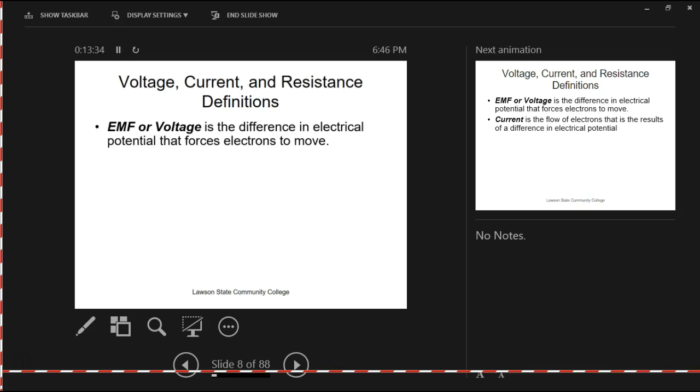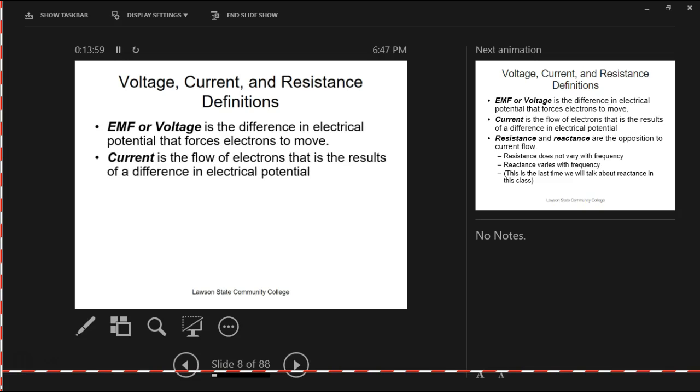So EMF is voltage. This is the difference in electrical potential that forces electrons to move. So the higher the volts, the more force you have, right? You understand? And the lower the volts, the less. Are we okay? Yes.